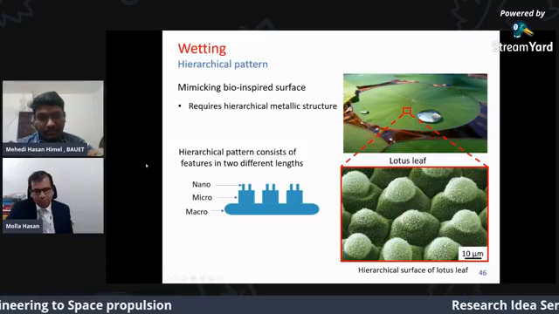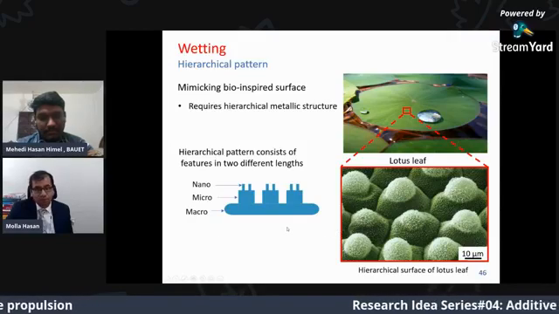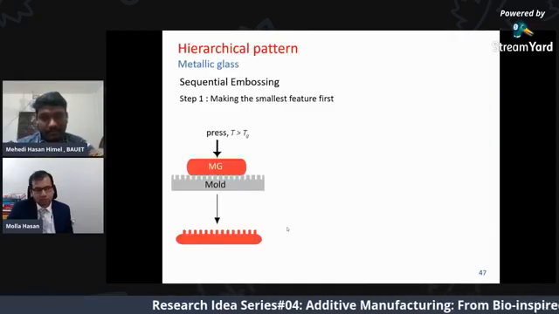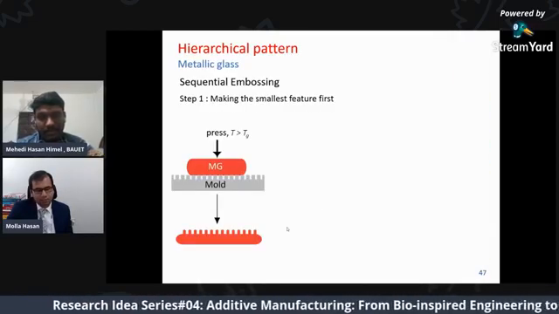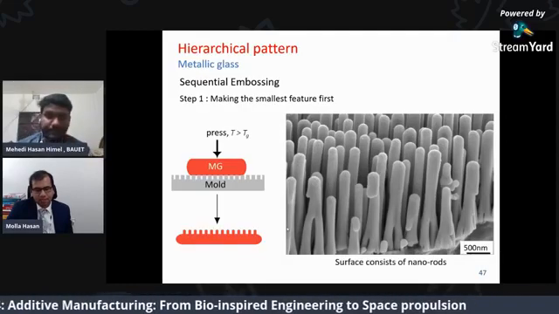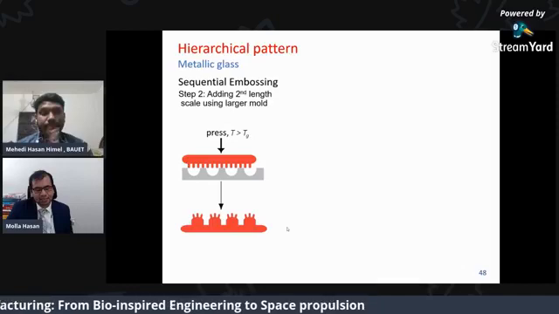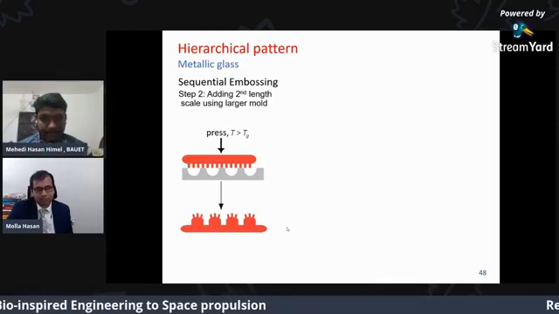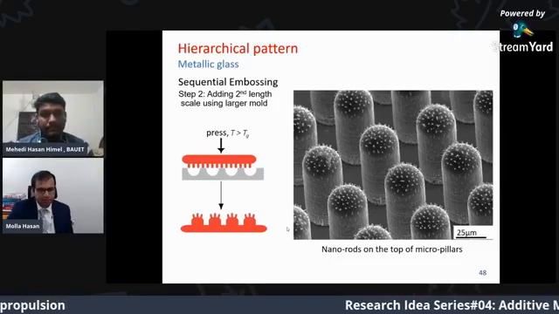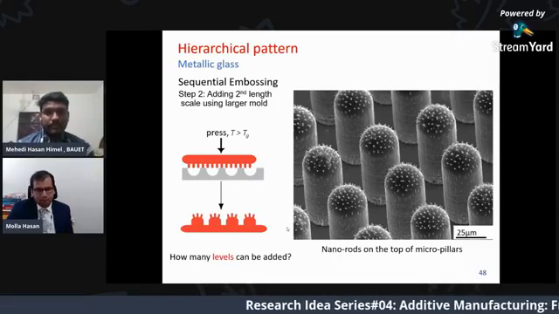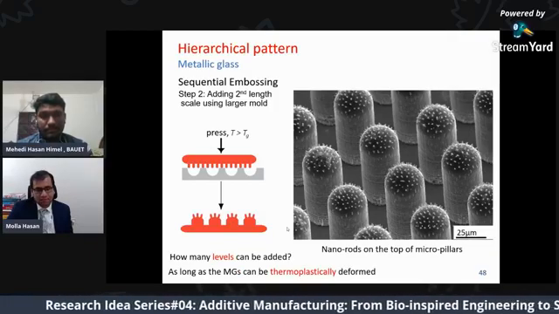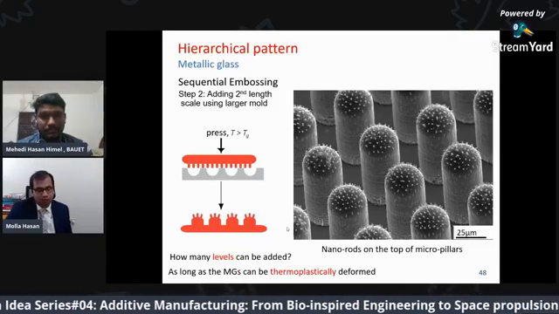So the question is, can we do a multi-tier pattern? We call it a hierarchical pattern. We start the metallic glass molding with the small features, and then use that against a mold with larger features, larger holes, and we end up with this multi-tier pattern. And we can add as many levels as long as the metallic glass can be thermoplastically deformed.